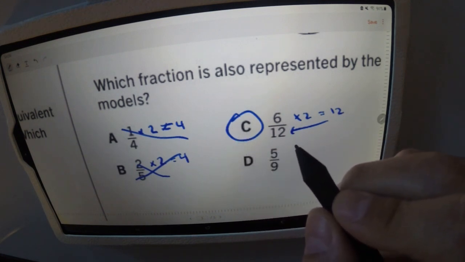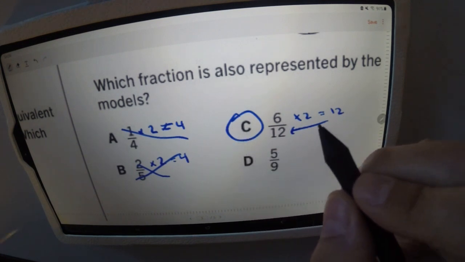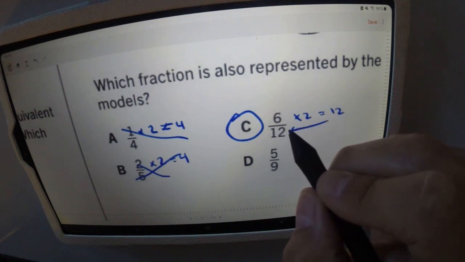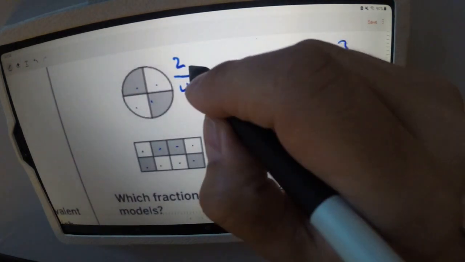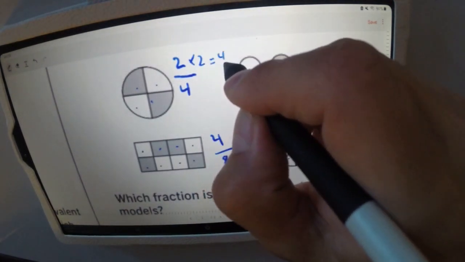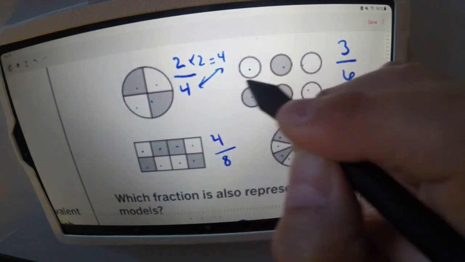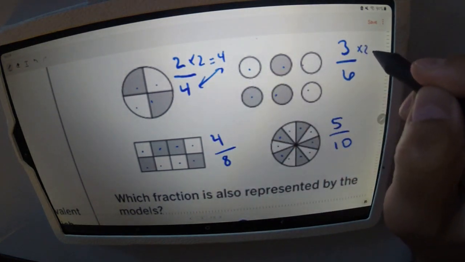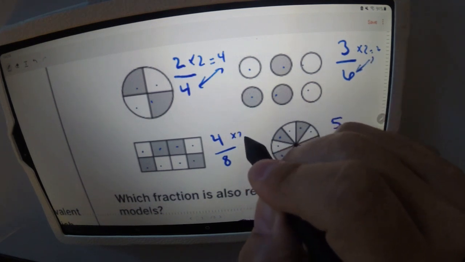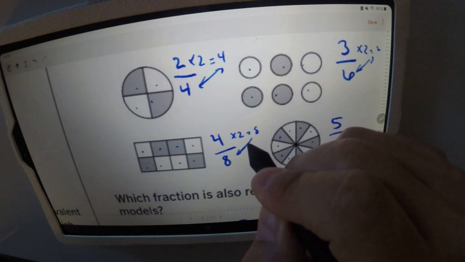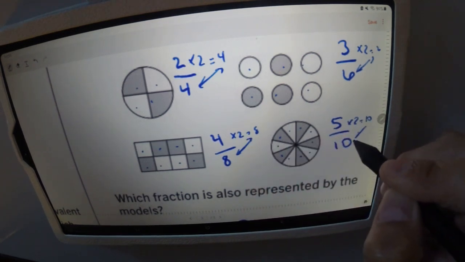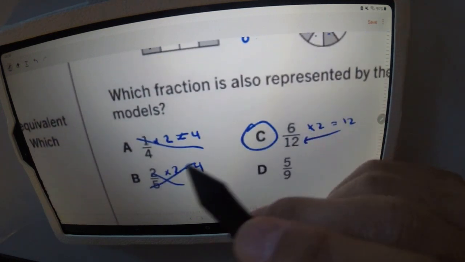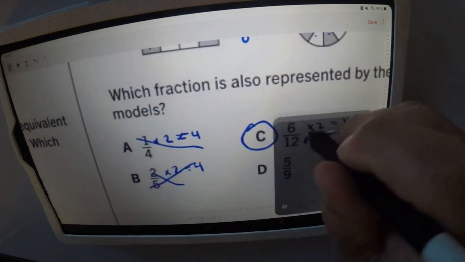I'm finding myself maybe confusing myself. In any case, this is a little more complicated to explain, but I'm trying my best. Again, see these numbers? 2 times 2 equals 4. These are the same numbers. 3 times 2 equals 6. They are the same. 4 times 2 equals 8. These are the same. Do you see the pattern here? 5 times 2 equals 10. These are the same. And that's how we get to these ones right here.